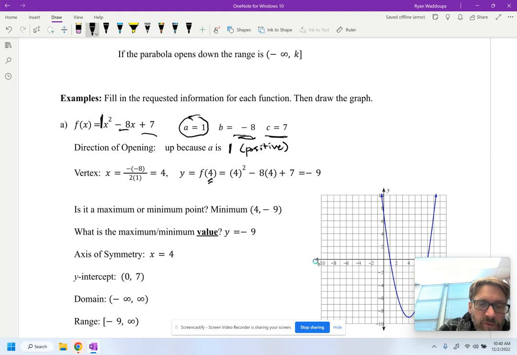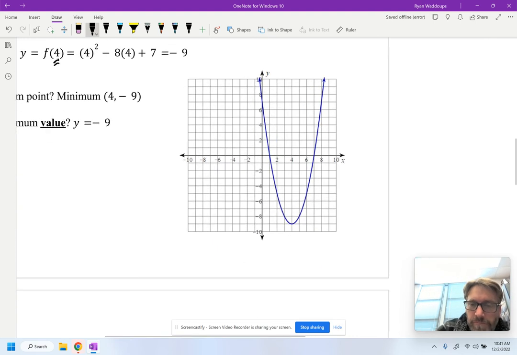And then we take that 4 and we find the corresponding y value. So we put 4 in for x, which is 4 squared minus 8 times 4 plus 7. When you evaluate that, it comes out to be negative 9. So if we look at this 4 and negative 9, we go over to 4 and down to negative 9, and that's our vertex.